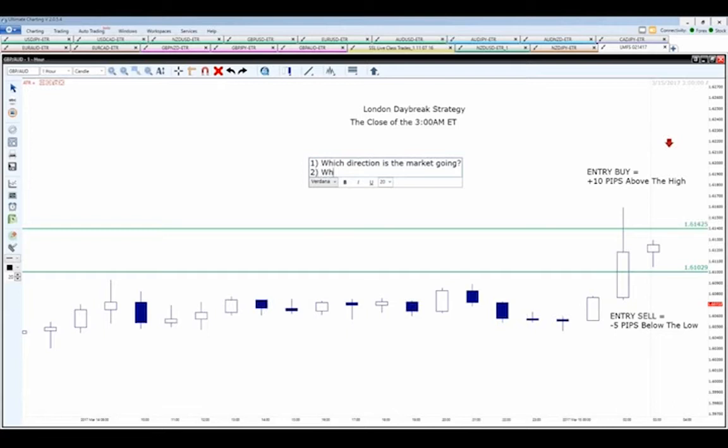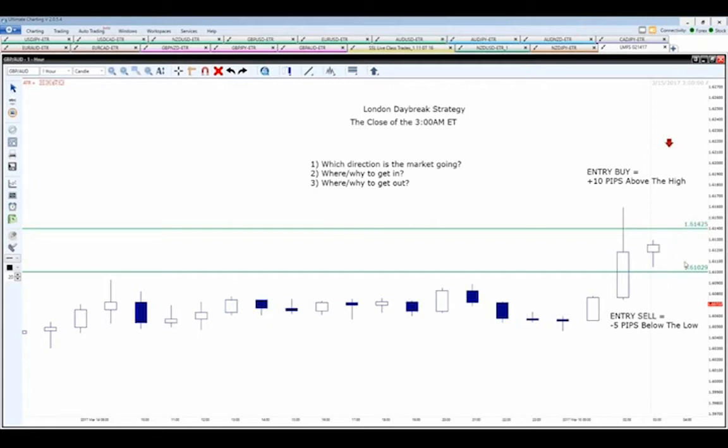Number 2, where and why to get in. And then number 3, where and why to get out. So right now, we're going to be able to answer 2 of these 3 questions. Which direction is the market going? It's going to determine which one of these entry buys gets triggered here.